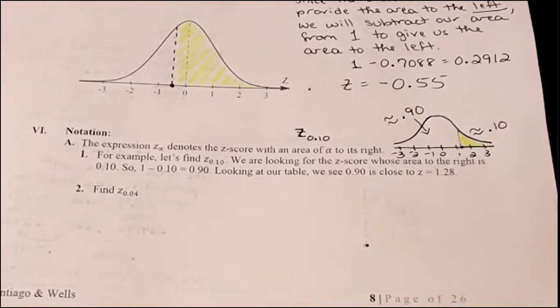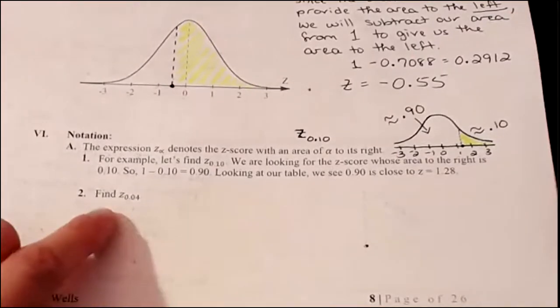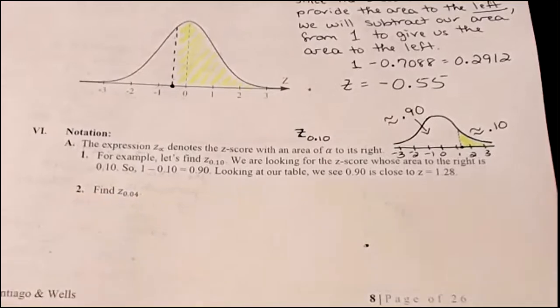So let's look at number 2. I want to find z sub 0.04. What is the area to the left of the z-score going to be?